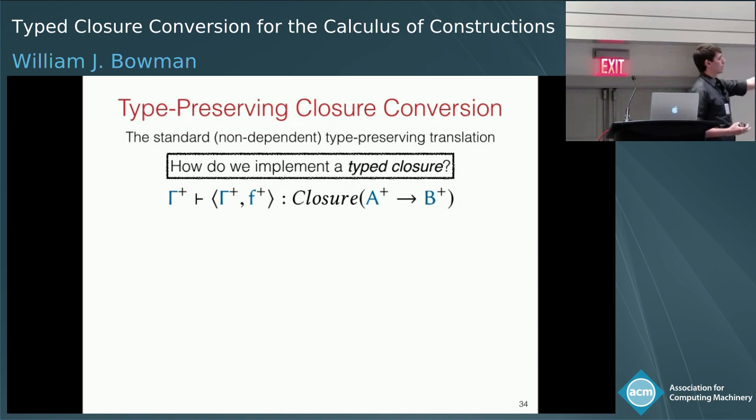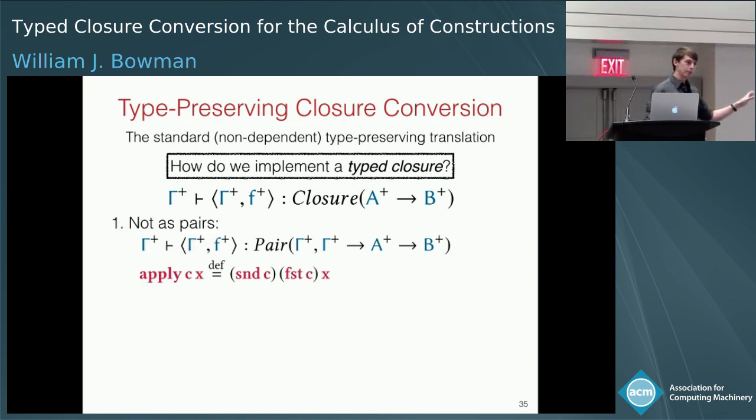We need some implementation of this closure type and some way to implement this pair. And I'll give you a hint: we can't implement it as pairs. I know operationally I just described it as a pair of some data and a code pointer. But if we try to implement this closure type as a pair of something describing gamma and a code pointer that expects gamma, expects an argument, and returns B, we could maybe operationally implement apply as: project out the code pointer, apply it to the data, apply it to the argument x. But if we do this, type preservation will fail.